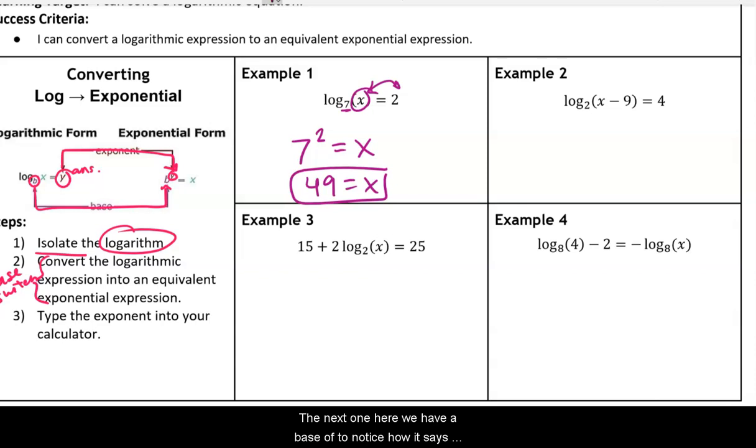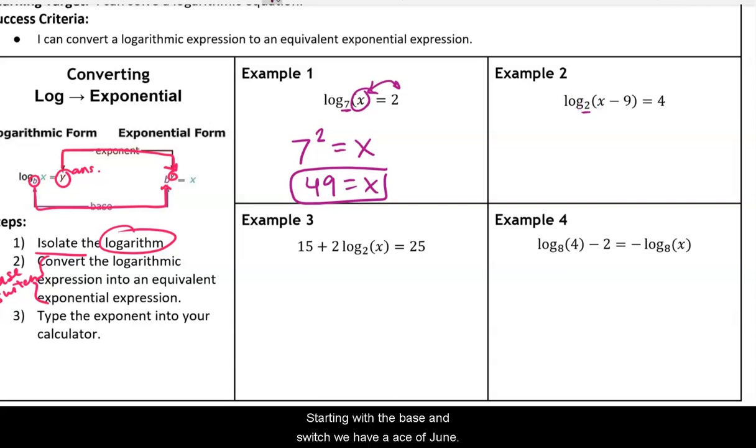All right, for the next one, here we have a base of 2. Notice how it says x minus 9 in the parentheses. Because it's in parentheses, we cannot touch anything inside the parentheses until we get rid of the log. So your first step here would not be to add 9. No, no, no. We cannot touch the 9 until we get rid of the log. The log is holding everything in the parentheses.